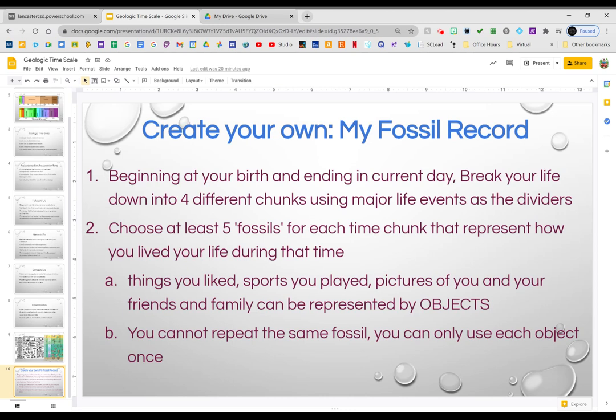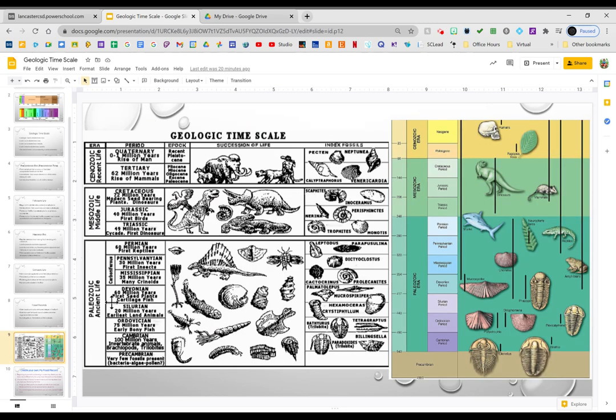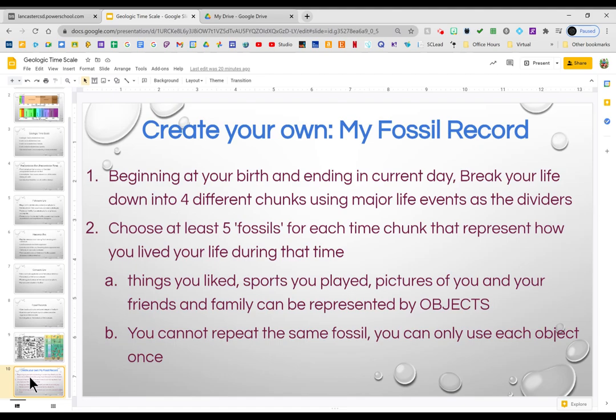Make it something that gives me something that I don't already know about you. And I'll give you more details about this later. I'm just introducing the idea right now. So it's going to look something like this. I'll give you a layout to start with, but you're going to create a fossil record for your life. You're going to tell me all these objects that represent your life at this time, just like this fossil record shows me what life on Earth looked like. So we start down here with these creatures and it changes over time, and there are different ones in each section. It's the same idea with your own fossil record.